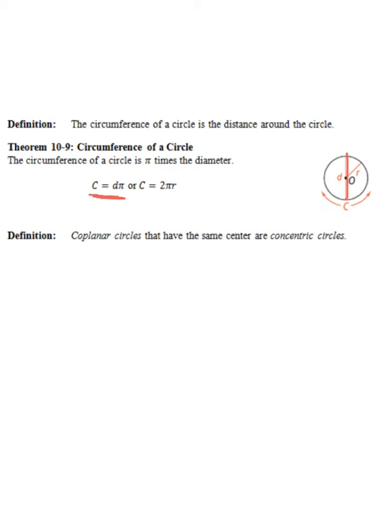Or we can write it in terms of the radius. Radius is halfway across the circle. We can find the circumference by doing 2 pi times radius. So probably a good idea to write down both of these formulas to go with circumference of a circle so you remember it for later on.